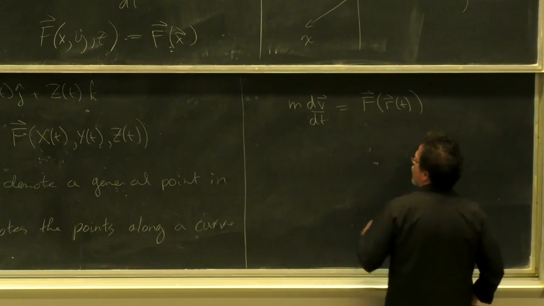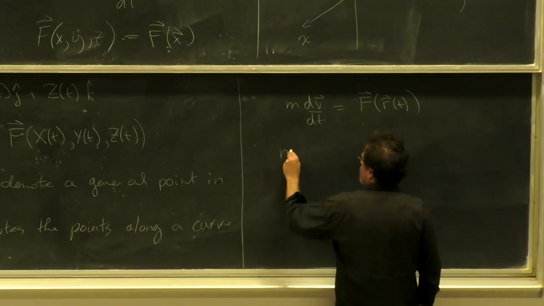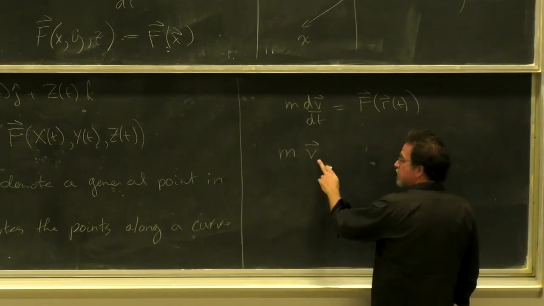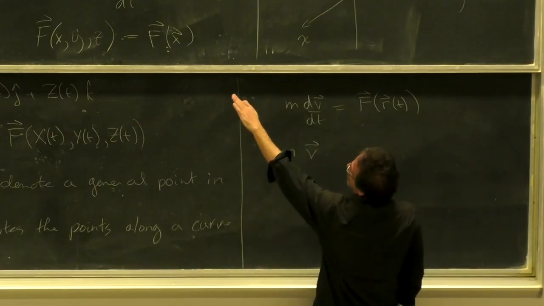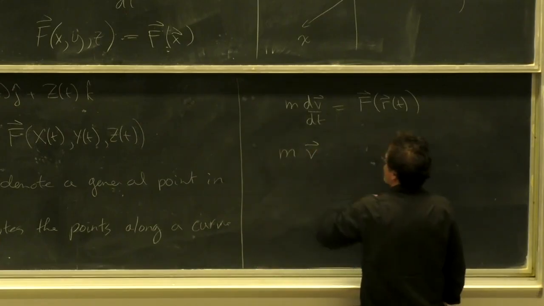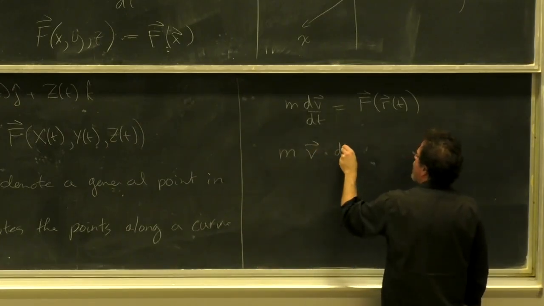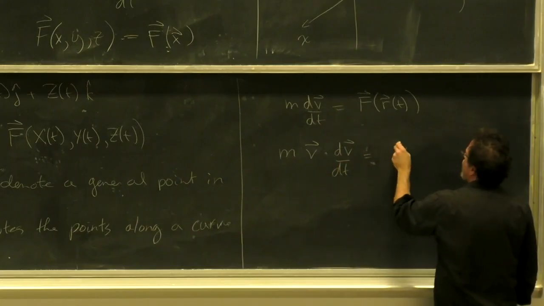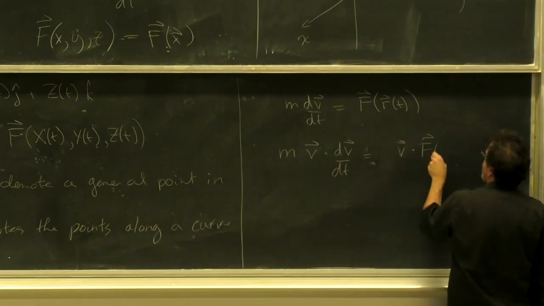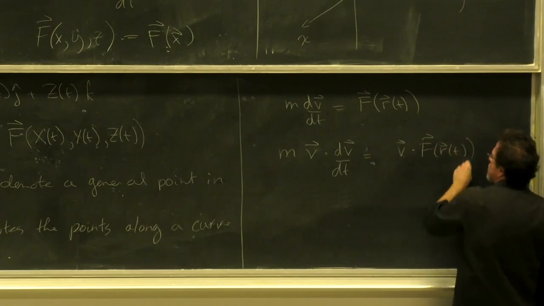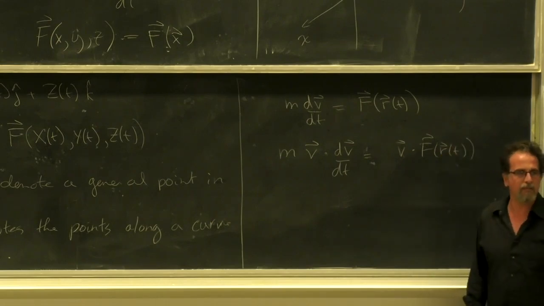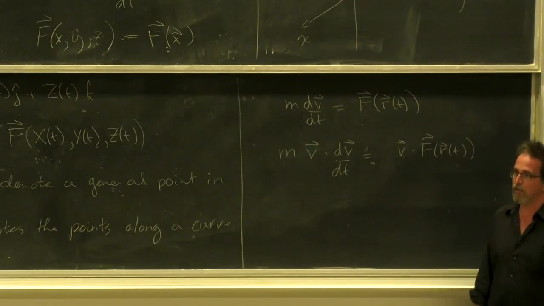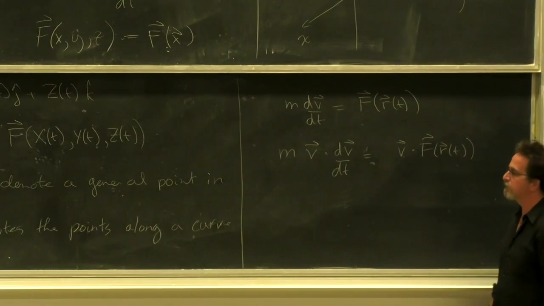So you take the dot product with v. So I've got v, which is a function of time, right? v is a function of time because we see that r is a function of time, and v is simply its derivative. So I have v dot m dv/dt is equal to v dot f of r of t. All I've done is take the dot product of both sides. Whatever you do to one side, you do to the other side. That's what an equation has to do to maintain equality, you've got to do the same thing to both sides.